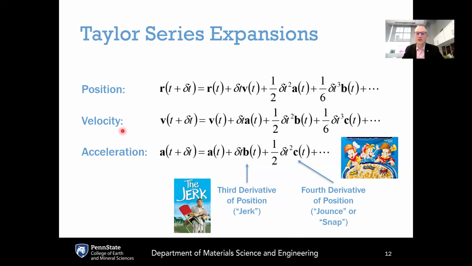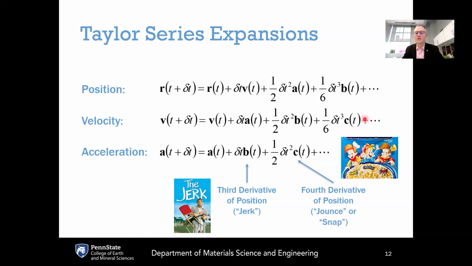We can also do a Taylor expansion of the velocity in the same way, starting with the velocity at the initial time t. Then we've got delta t times the first derivative of velocity, which is the acceleration, plus 1/2 delta t squared times the next derivative, the jerk, plus 1/6 delta t cubed times the next derivative. So this would be the fourth derivative of the position, which is c of t. And this fourth derivative of the position is called the jounce, or also called the snap.